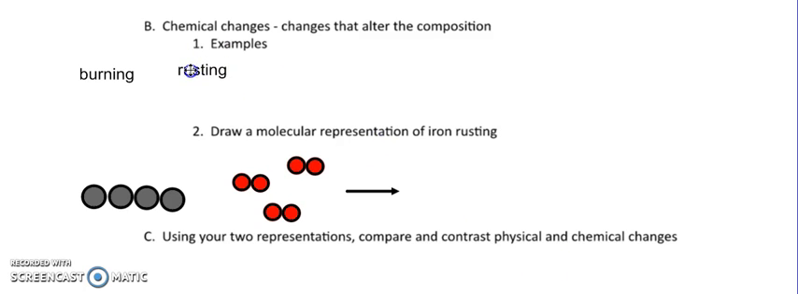How about another one? Let's talk about maybe rusting. Rusting is, you know, what iron looks like, very shiny, very silvery, and rust is not shiny, not silvery. It's kind of a reddish brownish thing, and it's very brittle. So you have changed its composition.